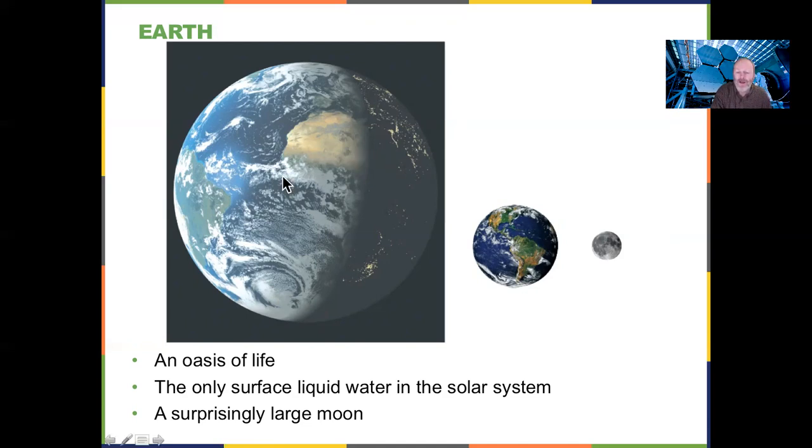We're the only place that has any significant liquid water on the surface. Other places might have a trickle of water here and there, but it freezes or evaporates almost instantly when that happens. So we're the only place that also has this green stuff that we know of. That's life. We also have a big moon relative to our size.